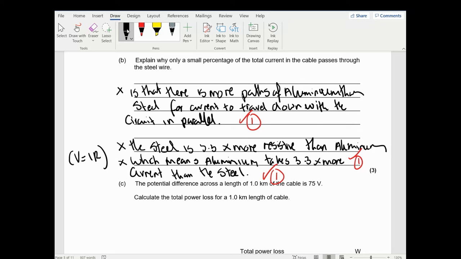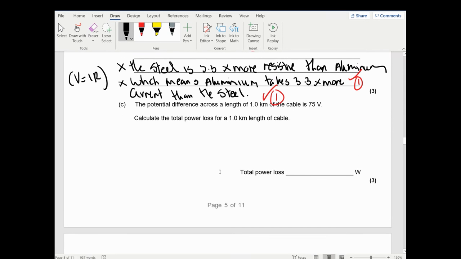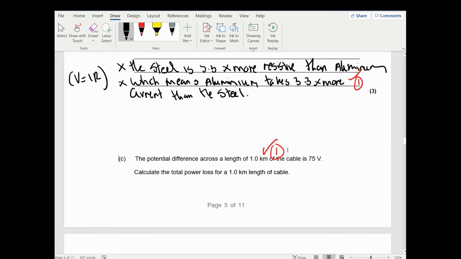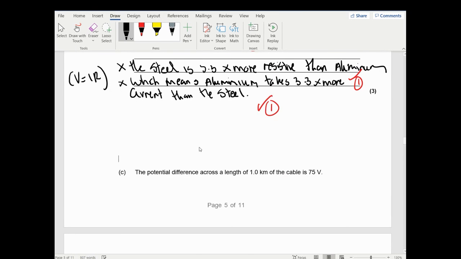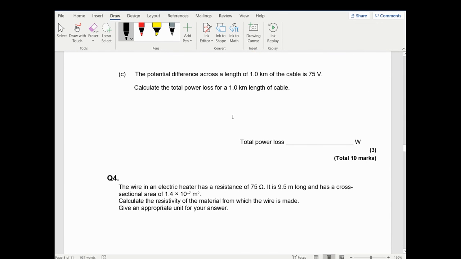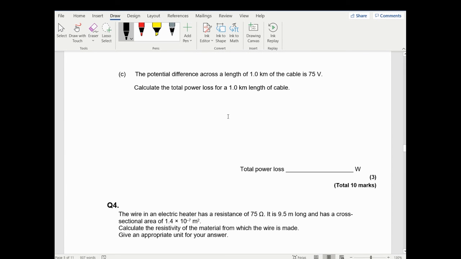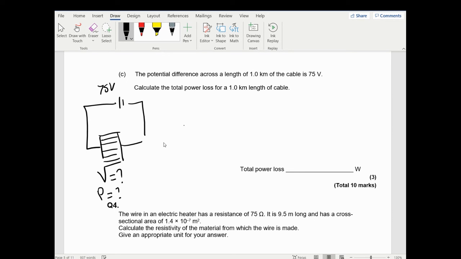Okay, so the potential difference, I'm just going to press enter and move this one down a little bit. The potential difference across the length of the 1 kilometre wire is 75 volts. Calculate the power loss for a kilometre length of the cable. So what I have here is my 75 volt battery. I have my cable with my 7 cables. And I want to know how much voltage will be lost across here. So what is the voltage loss here? And so therefore, what's the power loss? Okay.